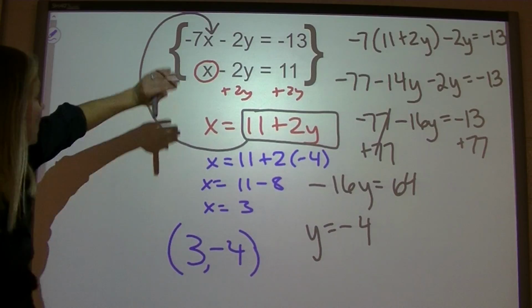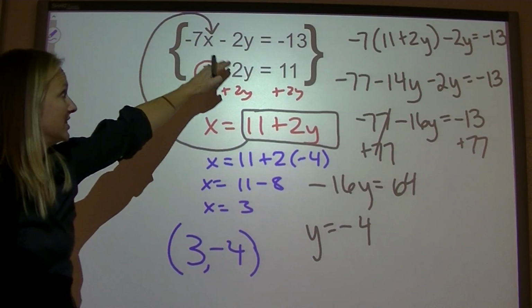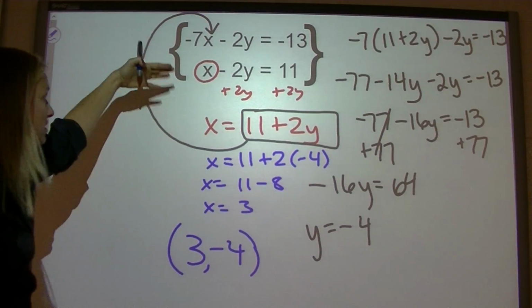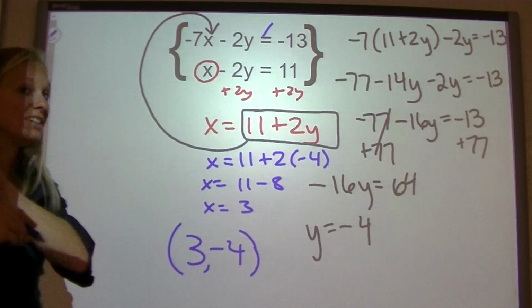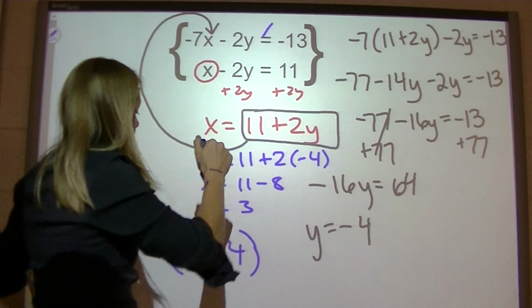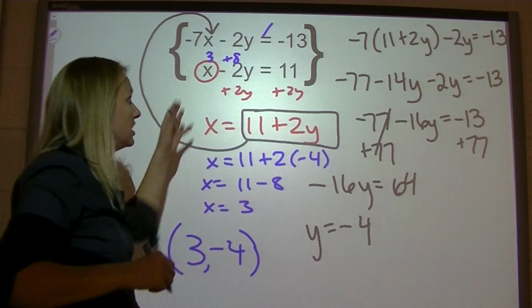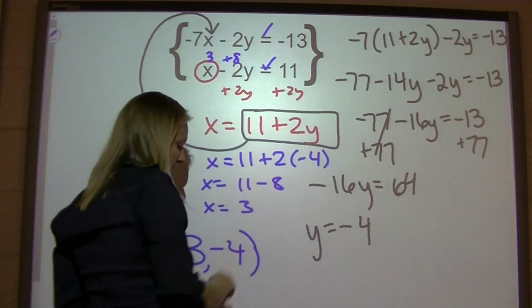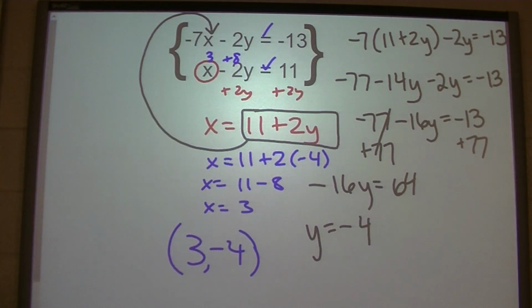There we go. Negative 7 times 3 is negative 21. Negative 21 plus 8, because negative 2 times negative 4 is positive 8. Negative 21 plus 8 is negative 13. It works there, but remember, for it to be a system, it has to work for both. So here, 3 plus 8, right, because negative 2 times negative 4 is positive 8. So 3 plus 8 is 11. 11 equals 11. That checks out. So we can solve by substitution.